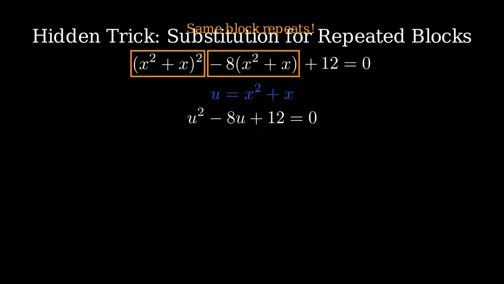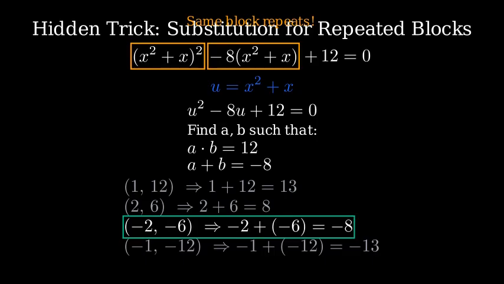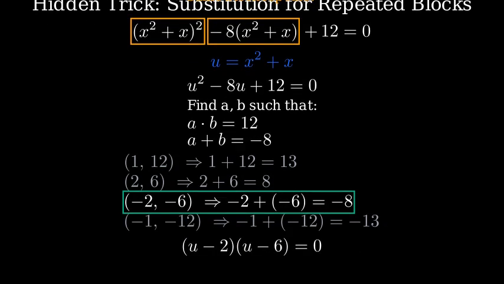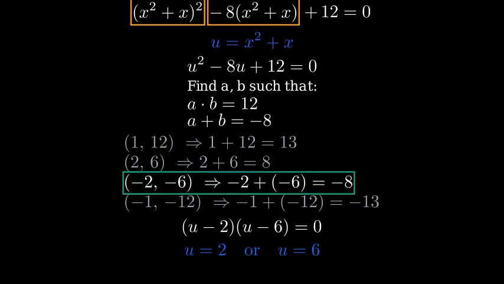We need two numbers that multiply to 12 and add to −8. Let's examine factor pairs of 12 and check their sums. The pair −2 and −6 works because they multiply to 12 and add to −8. So the quadratic factors as (u − 2)(u − 6) = 0. Therefore, u = 2 or u = 6.